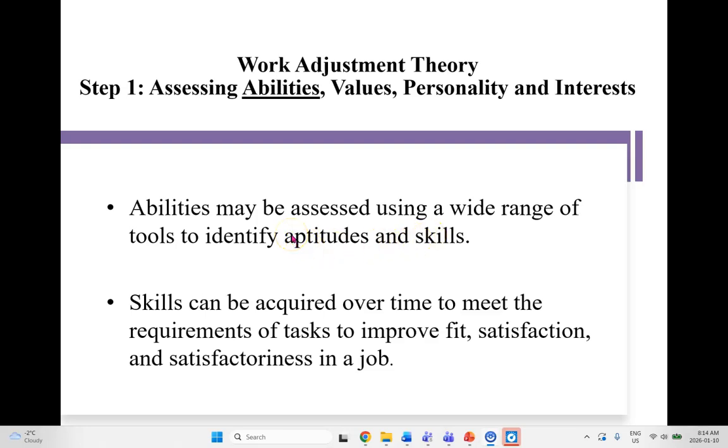Now, when you're in a job, you often bring a certain set of skills. That's usually why you're hired, but those needs can sometimes change. And skills can be acquired over time to meet the requirements of the task to improve fit, satisfaction, and satisfactoriness in a job. And employers may sometimes offer training that they feel will generally address skill gaps for employees and areas that could improve fit and satisfaction and satisfactoriness.